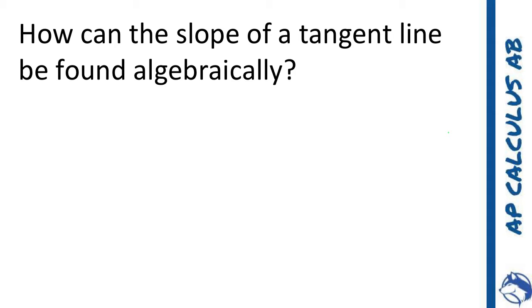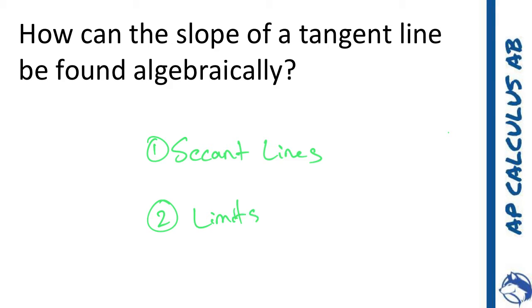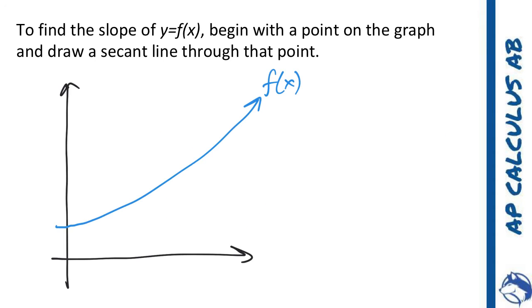All right, so how can we find the slope of a tangent line algebraically? There are two options here. We can use secant lines, and that's what we're going to explore first. And then the second one is we can use limits, which we're pretty accustomed to. So that's kind of where we were headed.